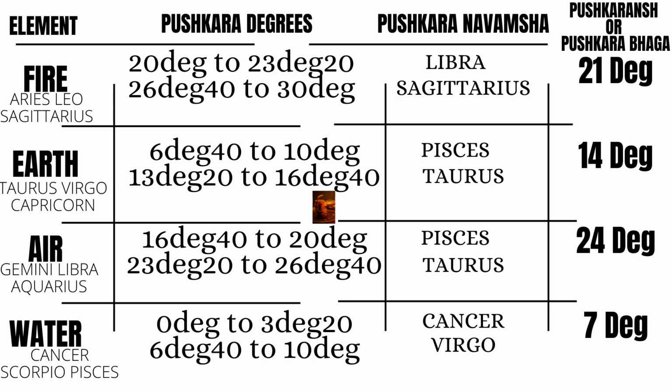Now friends, for the air signs, which are Gemini, Libra and Aquarius, the degree is the 24 degree. Any planet placed in these said degrees is placed in the Pushkaransh or the Pushkara bhaga, which is going to give extraordinary strength or power to that planet. And lastly friends, for all the water signs like Cancer, Scorpio and Pisces, the Pushkaransh or Pushkara bhaga degree is 7 degrees.